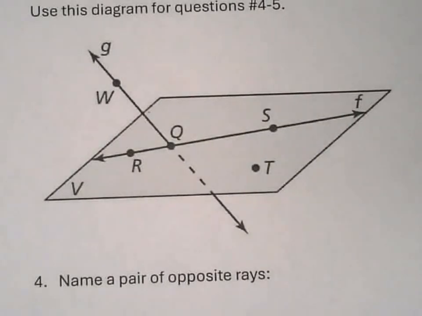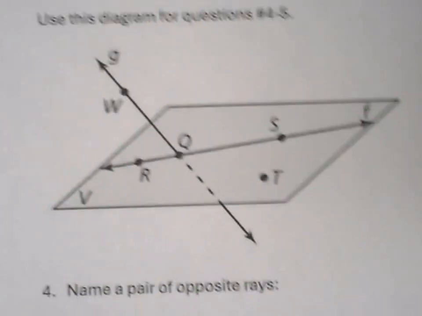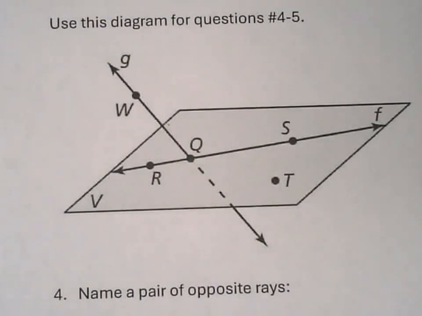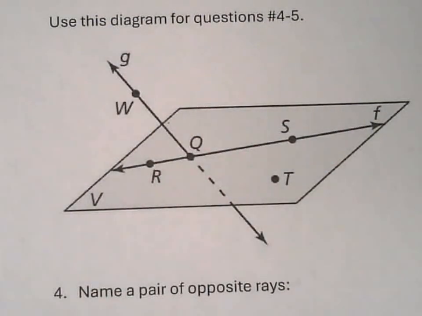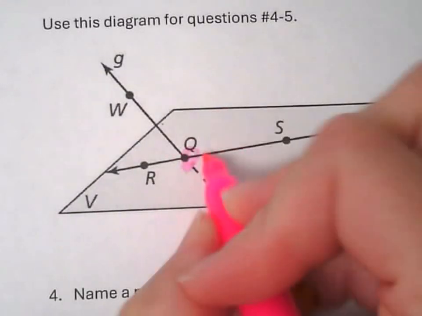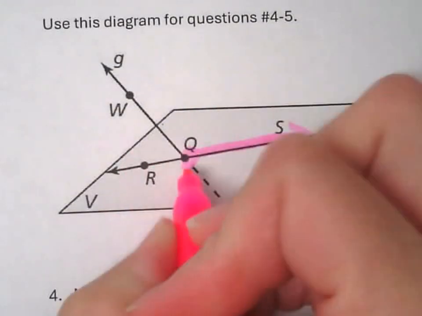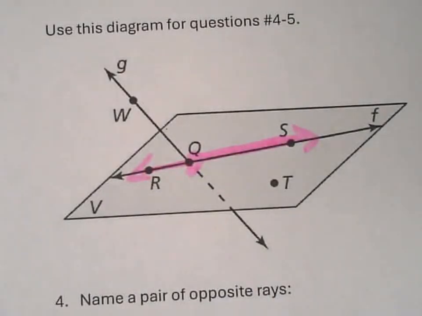Okay. Name a pair of opposite rays. So this was probably the question most people got wrong. Opposite rays have to make a line together. They share the same initial point. So in this picture, QS and QR are opposite rays.